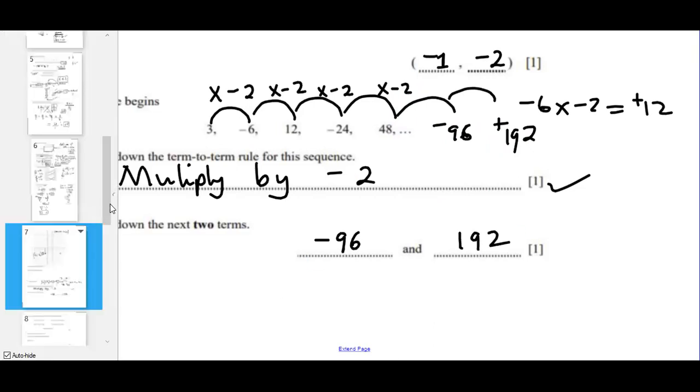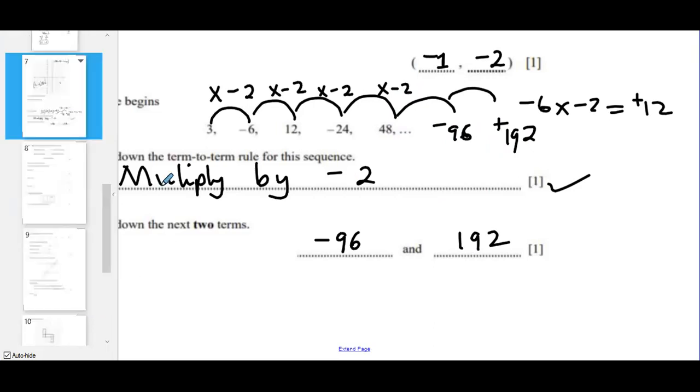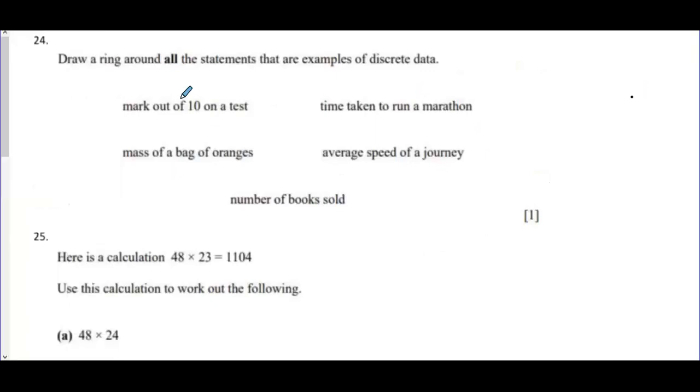So there we go. We have this question, yeah. The question says, draw a ring around all the statements that are examples of discrete data. Now, what do you remember about discrete data? What did I say? You can pause this video and try to think, what does discrete data mean?